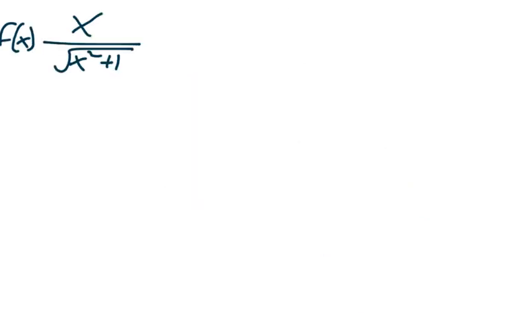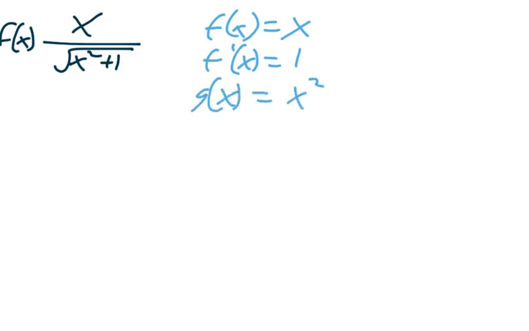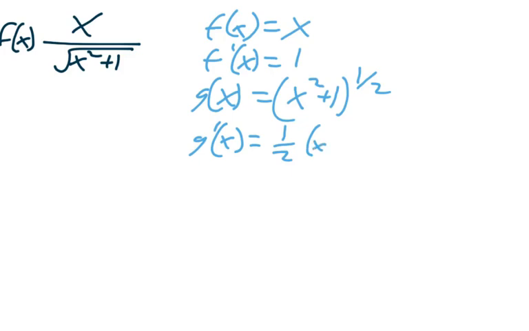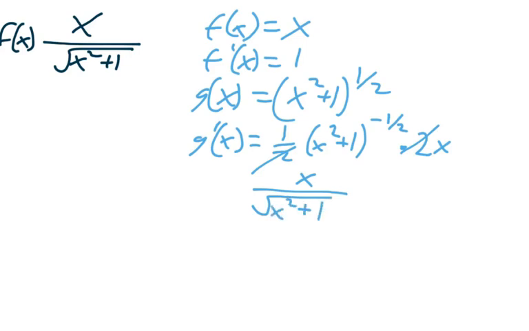In problem number 2, in order to take the derivative, I need to do the quotient rule. The derivative of x is 1. I change this to x squared plus 1 to the 1/2, which turns out to be 1/2 x squared plus 1 to the -1/2 times 2x. The 2's cancel, and so really we have x over the square root of x squared plus 1.